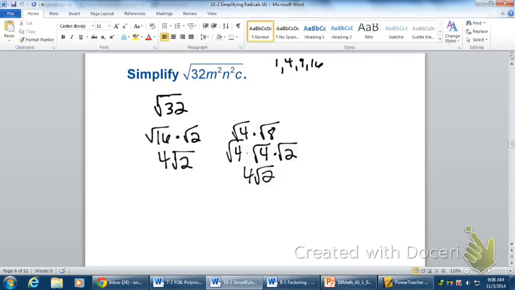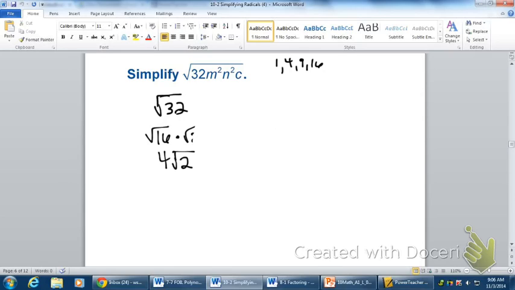Let's simplify the square root of 32. We figured out what perfect square can go into it, and we've simplified that. I'm going to erase the one on the right because we've already talked about that. Now, here's the tricky part.